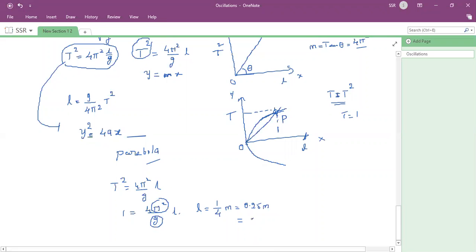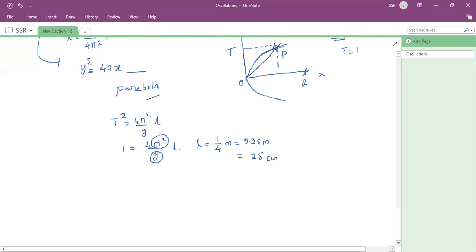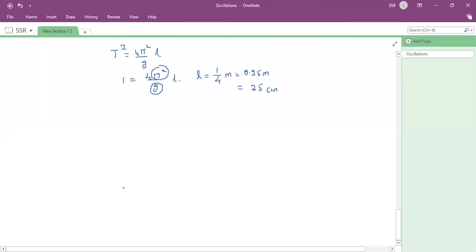That means this is an application. At the point where the two graphs intersect, the time value is 1 second, and the length of the pendulum for the given time value is 25 centimeters. Are you clear this application? Yes, sir. Right. Next we'll go to one more application.